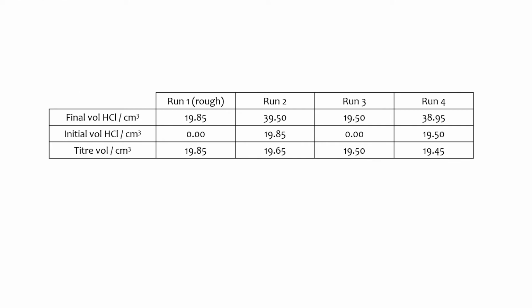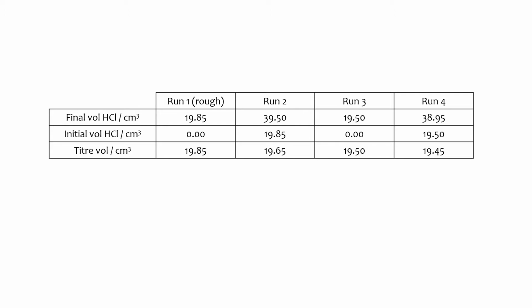So here's an example of what the results table would look like. We can see here that we've got the rough run labelled. That's the one where we just ran out as much solution as needed to change the colour. Now the rough run is never used for any type of calculation because it is rough, it's not accurate.